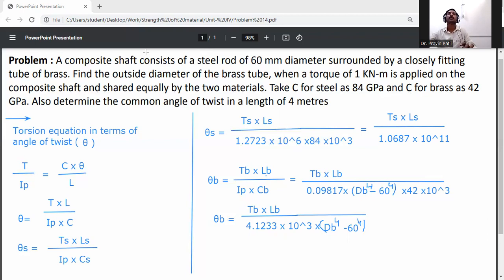Therefore, theta S is equal to theta B. So equate these two equations.